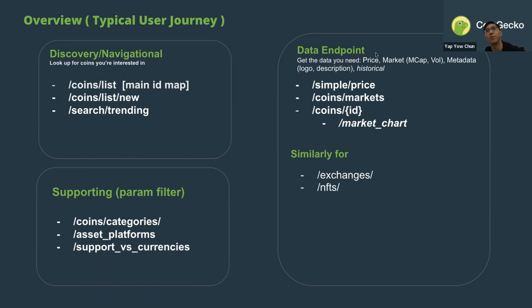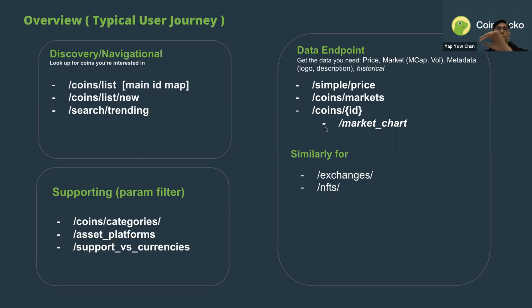The next category, data endpoints. These are the endpoints that you reach for when you want the price data, the market information, metadata, including logo, description, and also historical data. One simple example of this endpoint would be the one that we saw just now, /simple/price. This is where you look for specific information on the coin itself. There's also /coin/markets, which returns all the market data, and also /coin/ID, where you reach for the information on a single coin.